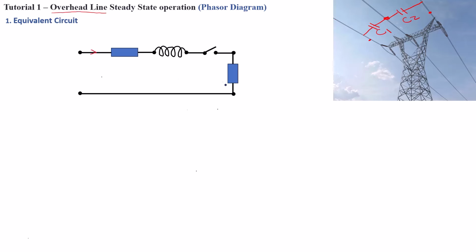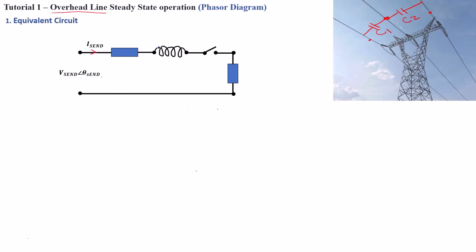Now, before we can draw the phasor diagram of this short transmission line equivalent circuit, we need to define the parameters for this diagram here. The first parameter is the sending end voltage, known as V send, which has an angle of theta send, and this voltage will basically induce a current into this transmission line, and that is I send.